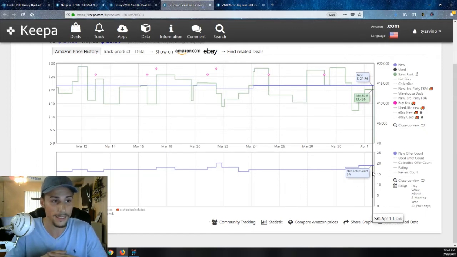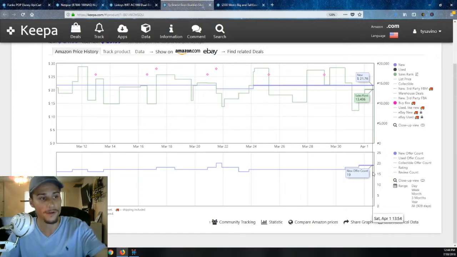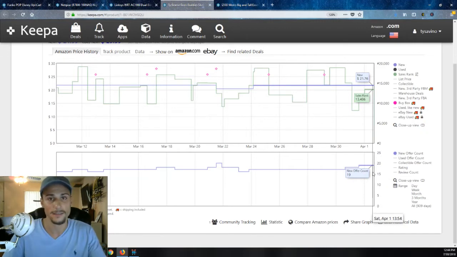But when I come down to the second graph, if you look at new offer count, there's 19 of these guys, and it's selling 41 a month. I'm assuming at least 10 to 15 of these guys are Prime. You can get Thai beanies from a few different places through TA when using it.